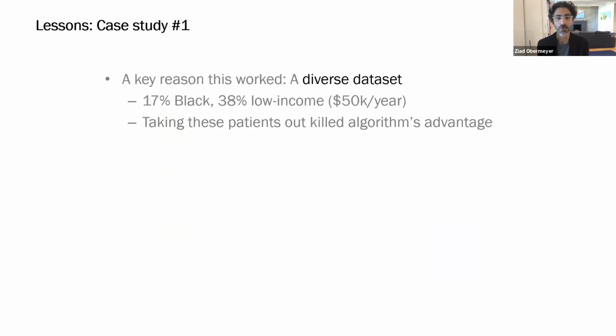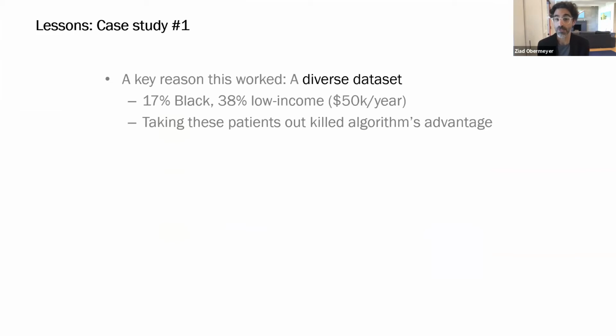So to summarize, here's what we took away from this episode: a key reason that our algorithm was able to see the causes of pain that affect Black patients was because we had a diverse data set with a lot of Black patients. It was 17% Black, it was 38% low income. And when we redid the algorithm, taking out those patients and not letting the algorithm learn from Black patients, that made the algorithm's advantage over the radiologist go away.